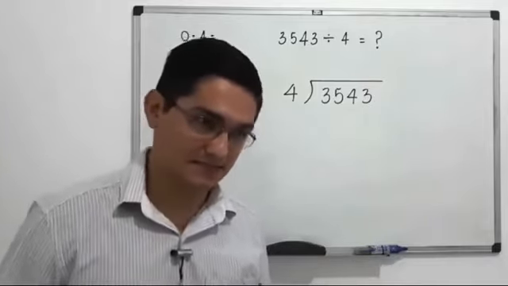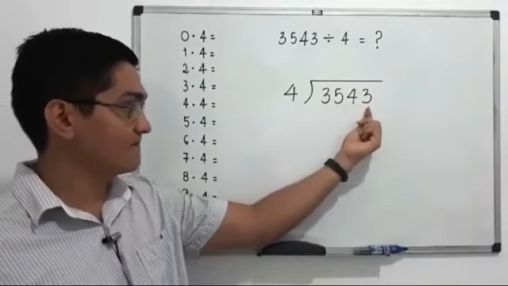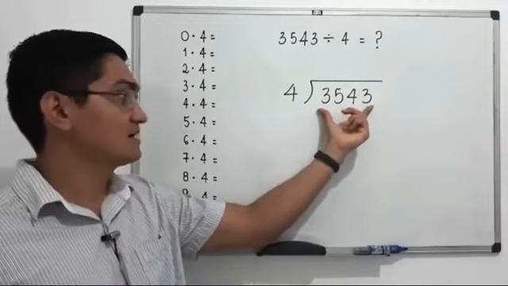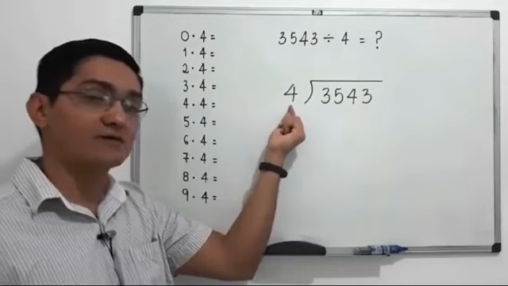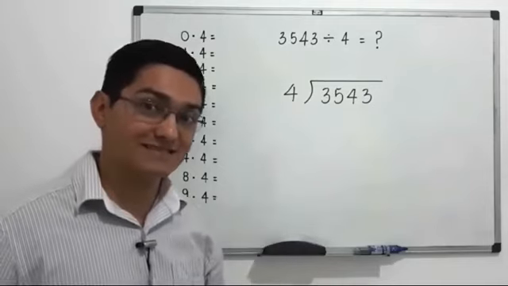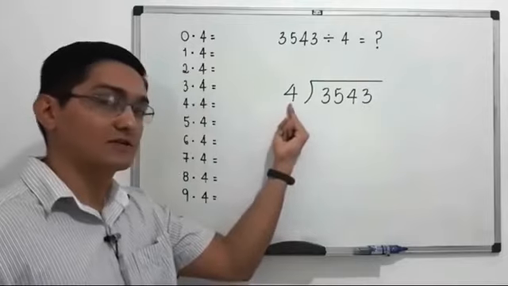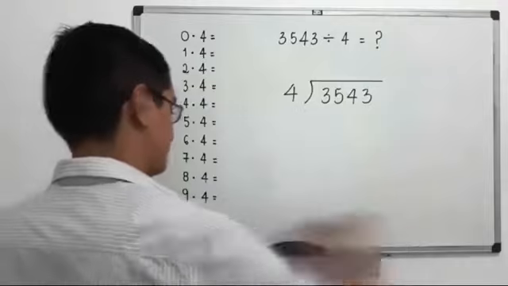Let's get started. 3,543 is our dividend, the value we will divide into 4 equal parts. 4 is our divisor. It's important that we know the multiplication table of our divisor, which is 4. So let's remind the multiplication table of 4.